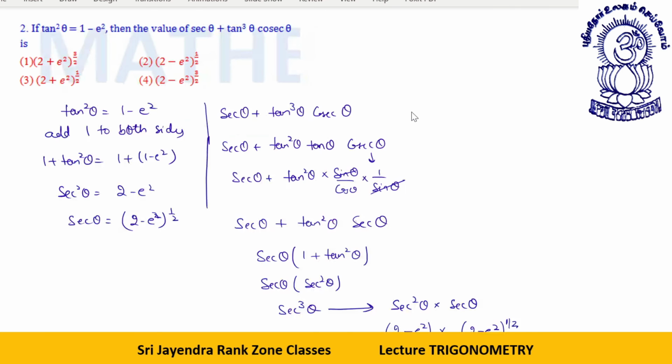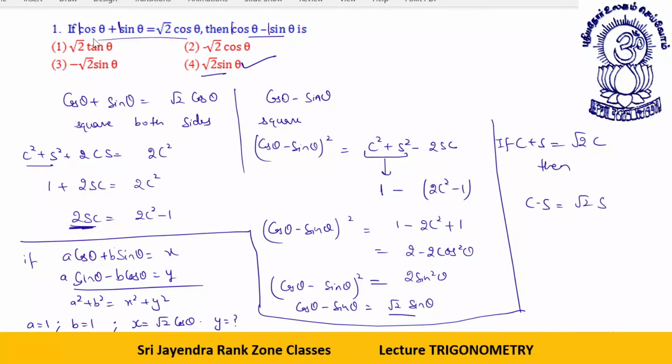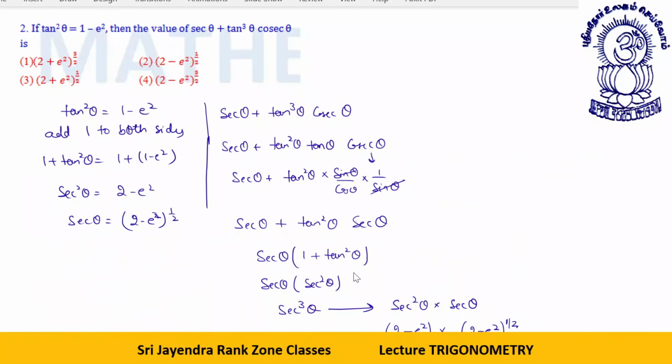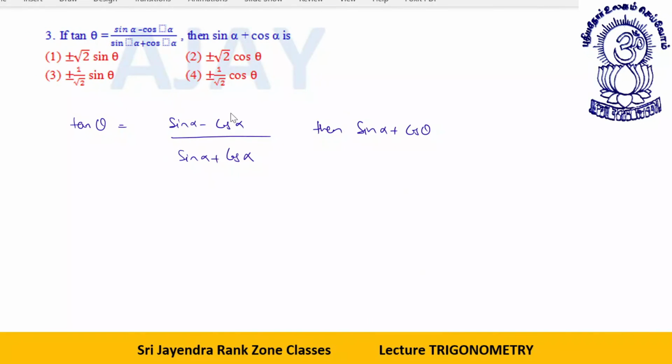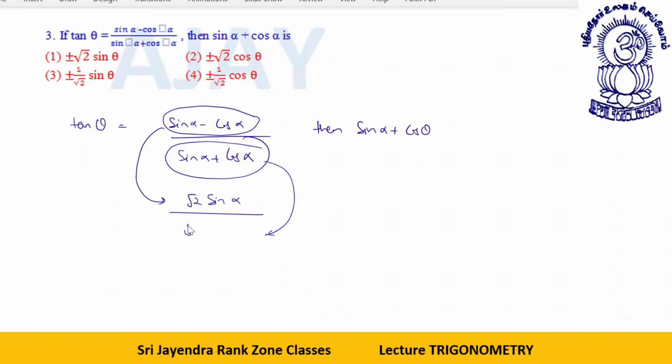Just two questions back, we discussed the property: if cos alpha plus sine alpha is equal to root 2 cos theta, then cos alpha minus sine alpha is root 2 sine theta, like this. So what I will do is replace this sine alpha minus cos alpha as root 2 sine theta, and this cos alpha plus sine alpha as root 2 cos alpha.